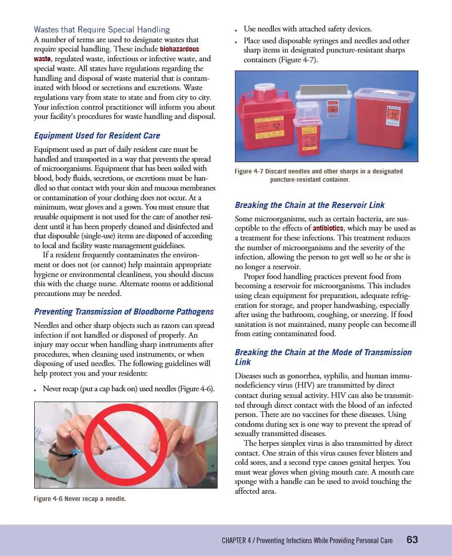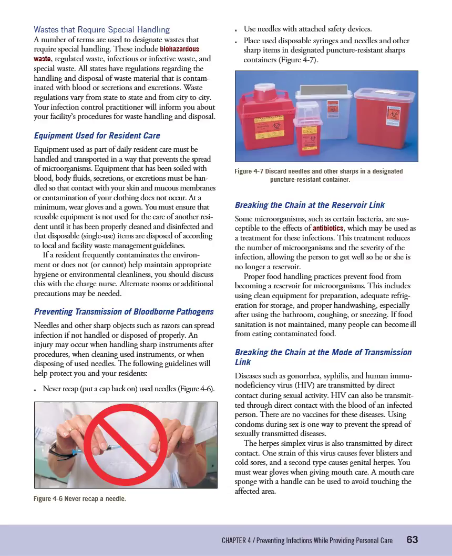Equipment used for resident care. Equipment used as part of daily resident care must be handled and transported in a way that prevents the spread of microorganisms. Equipment that has been soiled with blood, body fluids, secretions, or excretions must be handled so that contact with your skin and mucous membranes or contamination of your clothing does not occur. At a minimum, wear gloves and a gown.